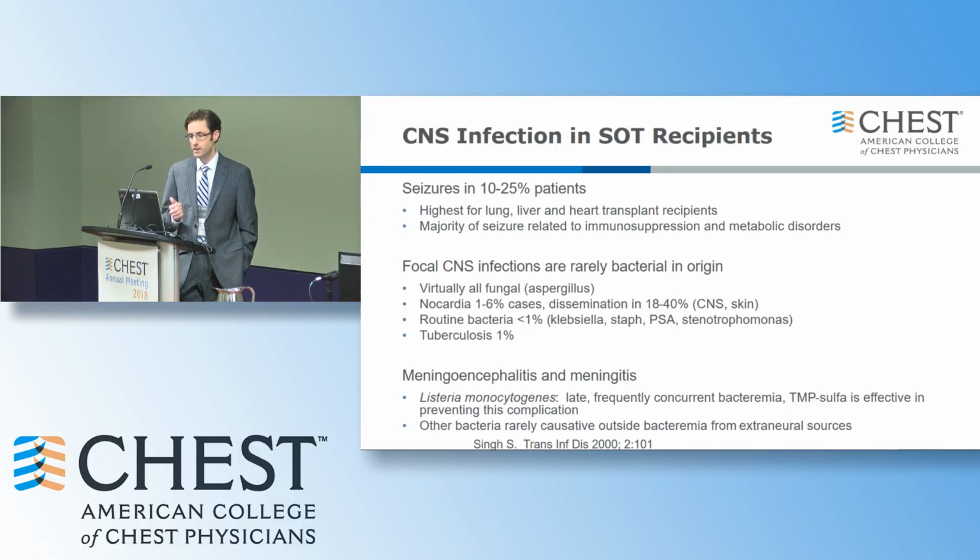Routine bacteria, like Klebsiella, Staph, or Pseudomonas, are rarely seen, less than 1% of the time. And tuberculosis, also very rare. In terms of meningitis or meningoencephalitis, Listeria is the bacteria they need to keep in mind, but this is typically a late complication in transplant patients and frequently associated with concurrent bacteremia. As I've already mentioned, Bactrim is an effective prophylactic therapy for this particular bacteria, but if the patient's not on that, your risk is, of course, going to increase. Other bacteria are rarely causative outside of bacteremia from extraneural sources.